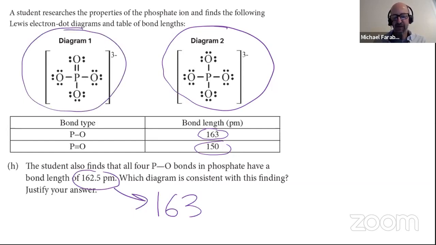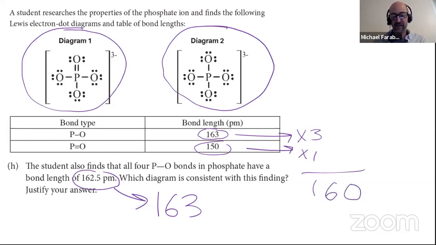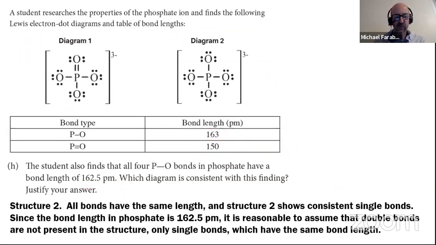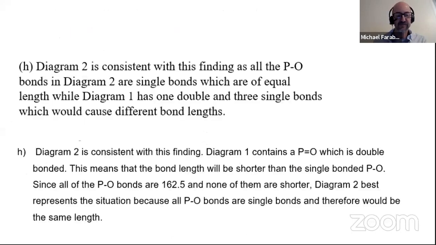single bonds. And if you do the math, if you take the average, so multiply this by 3, multiply this by 1, and then add them together, you're going to get an average that's around 159 point something. So I think that the fact that 162.5 is really close to 163 would suggest that structure 2, in which all bonds have the same length and show consistent single bonds, is correct. Since the bond length in phosphate is 162.5, it is reasonable to assume that double bonds are not present in the structure, only single bonds which have the same bond length. Let's take a look at some student answers.